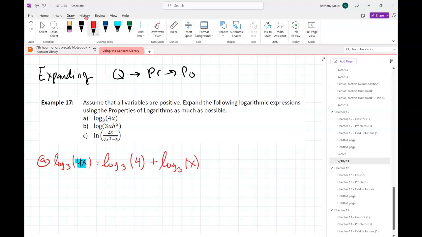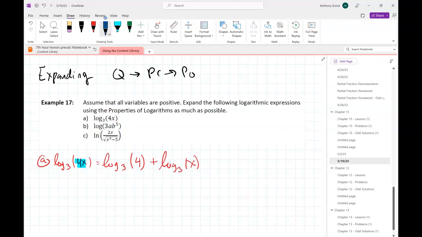Everybody's good with that? Now I need to take a look at my results, my log base 3 of 4 and my log base 3 of x, and I need to check quotient, product, and power property with each of those. So let's start with log base 3 of x. Is there a quotient property there? No. How about a product property? No. How about a power property on the x? No, right? That's fine. If I look at log base 3 of 4, now I'm going to do the same thing. Is there a quotient property there? No. Is there a product property there? Okay. Is there a power property there?